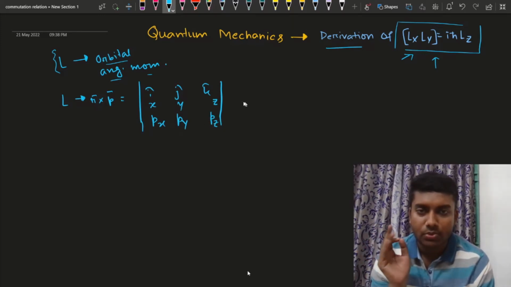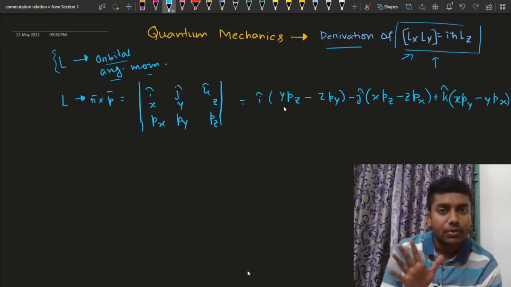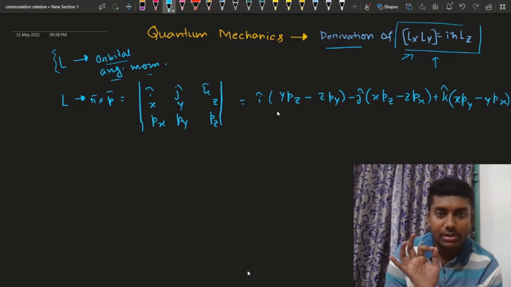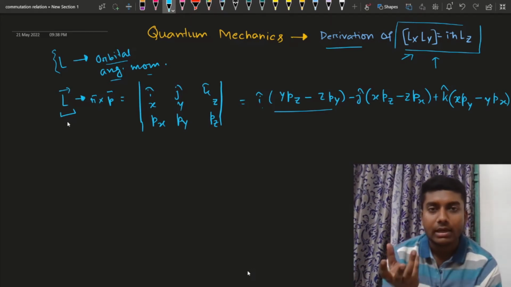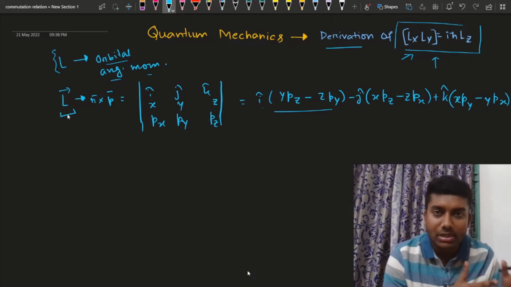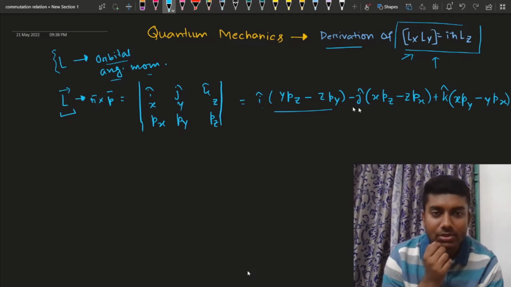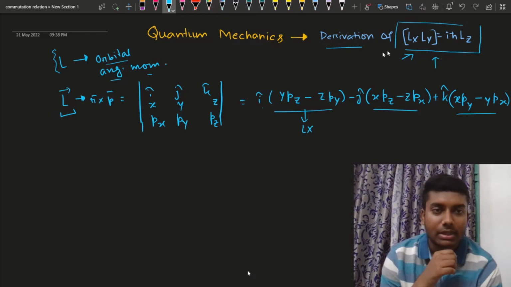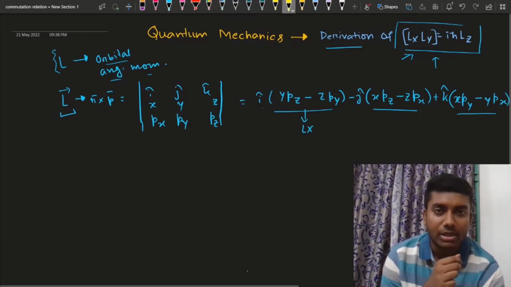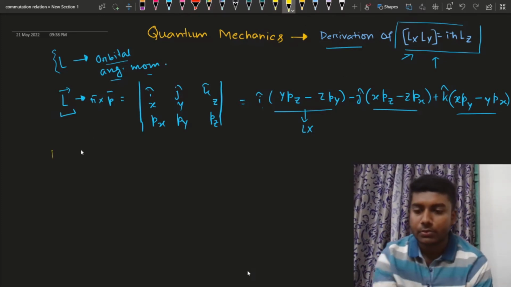So in general, this is the ith component, that means the x component of L. L is a vector quantity, so L can be resolved as Lx i cap plus Ly j cap plus Lz k cap. This is our Lx component, this is Ly and this is Lz. So let us come to the derivation part.